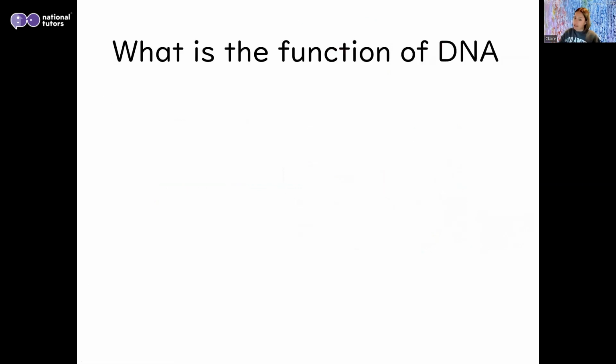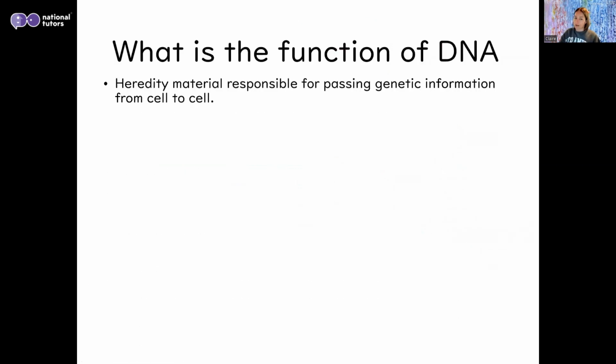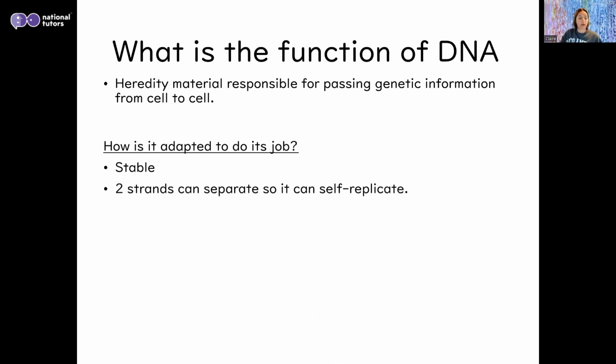What is the function of DNA? Again, this could be a good question. It's the hereditary material responsible for passing genetic information from cell to cell. How is it adapted to its job? It is a very stable structure. It's a chemical, basically. It's all made up of chemicals. It has two strands that can separate so it can self-replicate. It's a large molecule that carries lots of information.